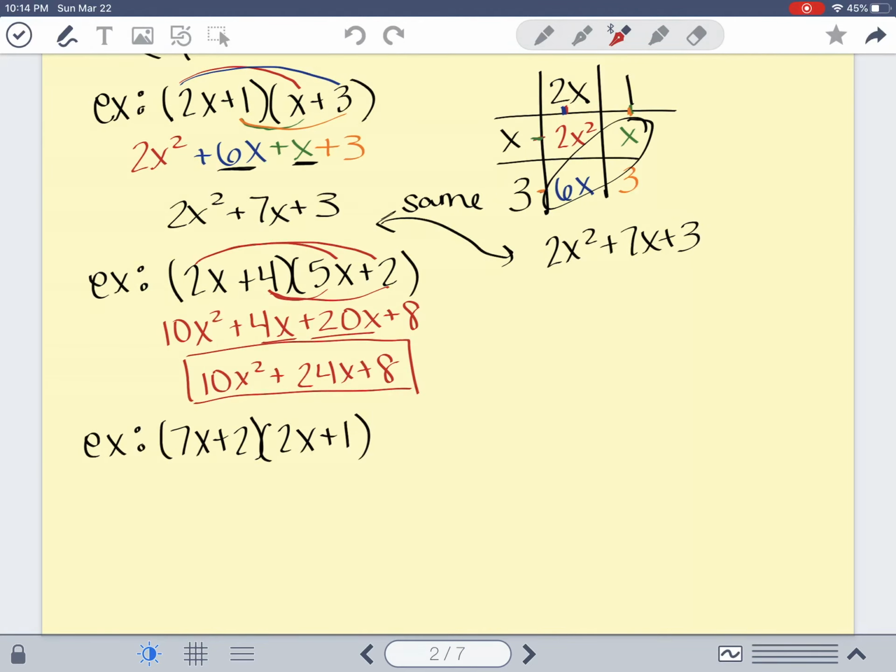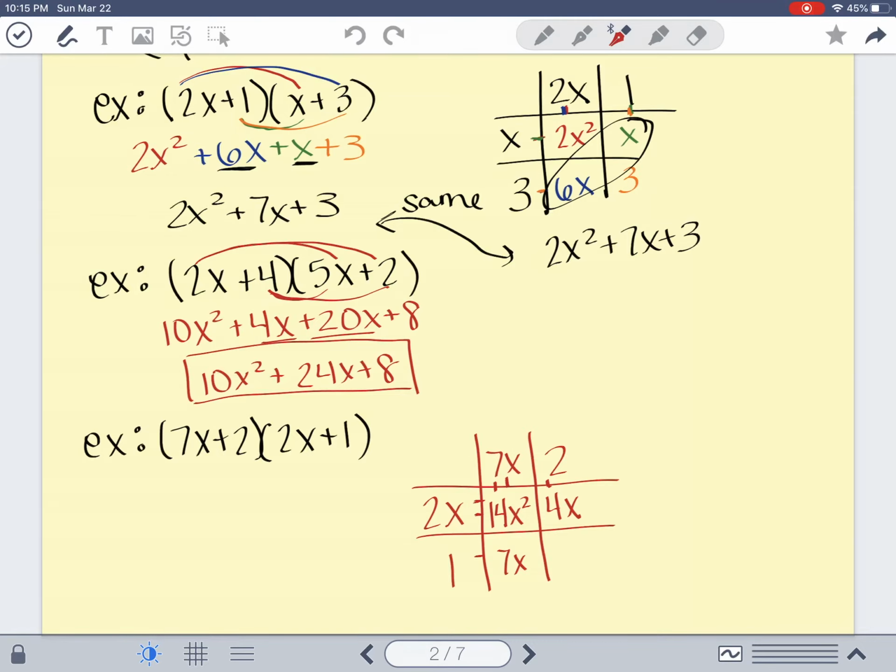On this last one, let's just go ahead and do the grid method, for those of you that want to do the grid method. So I've got 7x plus 2 times 2x plus 1. So 7x times 2x, 7 times 2 gives me 14, x times x gives me x squared. My 2x times 2 gives me 4x. 7x times 1 gives me 7x. And then my 1 times 2 gives me my 2.